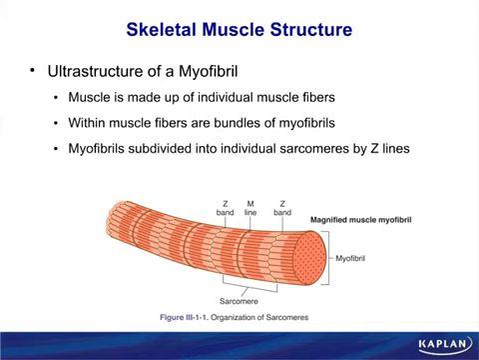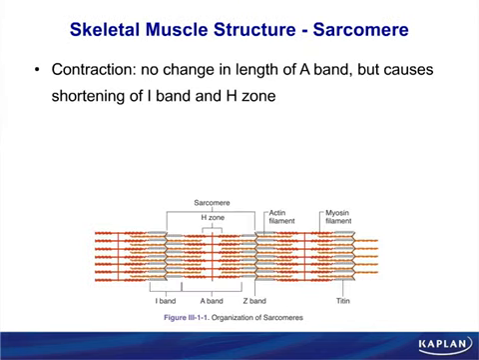From Z-band to Z-band represents the sarcomere. The sarcomere is important because it is the basic functional unit of skeletal muscle. So you can think of the sarcomere as the basic functional aspect of skeletal muscle. Here's another picture of a couple of sarcomeres, and they are labeled for us. Again, from Z-band to Z-band represents the sarcomere.